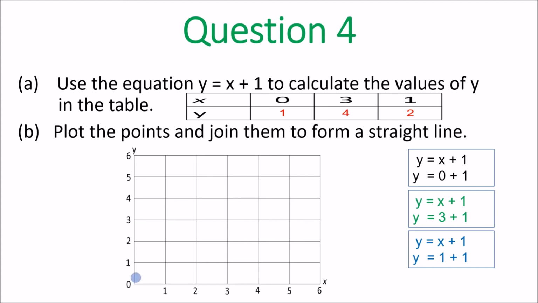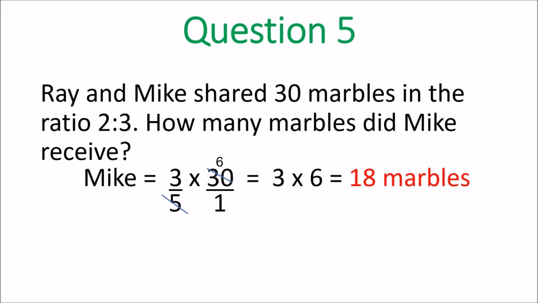Now you plot those points on the graph. See the blue circle? Yeah, that's the point 0, 1. Then the next one is 3, 4. Look along the x-axis first. And the final one is 1, 2. 1 on the x first and then 2 on the y. That's where you would put 1, 2. Then join those 3 points together. Use a ruler, draw it straight through the graph. That's it right there.